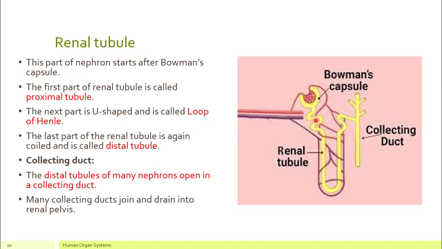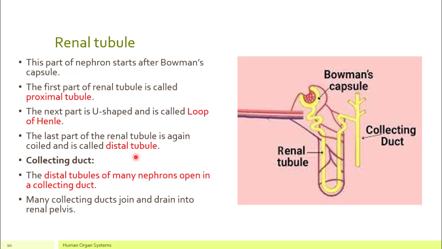This is proximal tubule. And the next part, which you can see, is a U-shaped structure. This U-shaped tubule is called loop of Henle. So number one, we have proximal tubule right here. Then we have a U-shaped tubule which is called loop of Henle. After this loop of Henle, the renal tubule is again coiled right here. This coiled structure is called distal tubule.